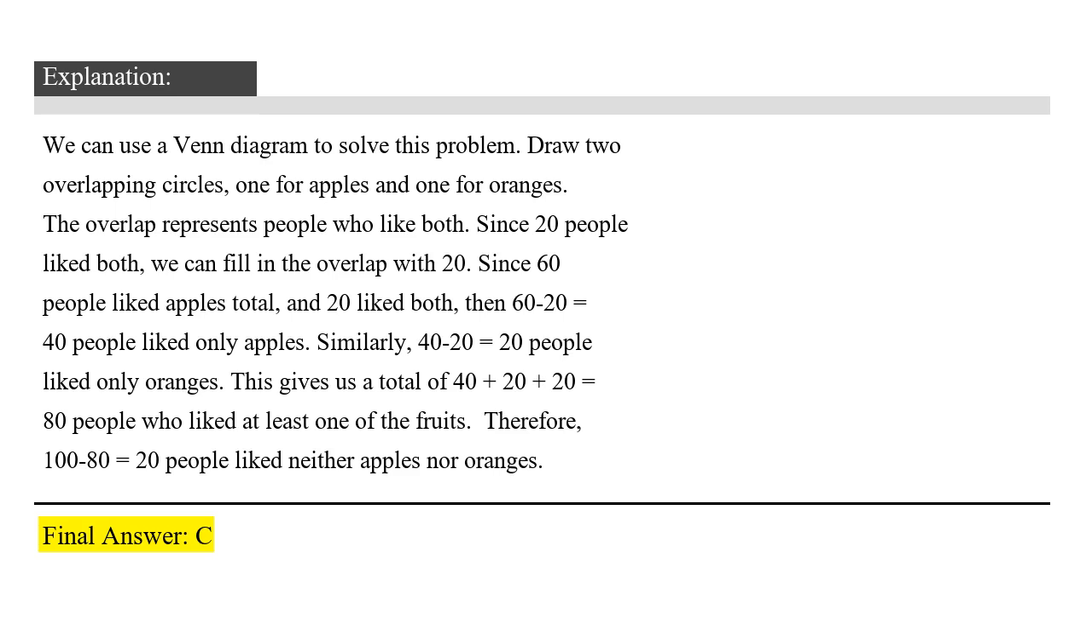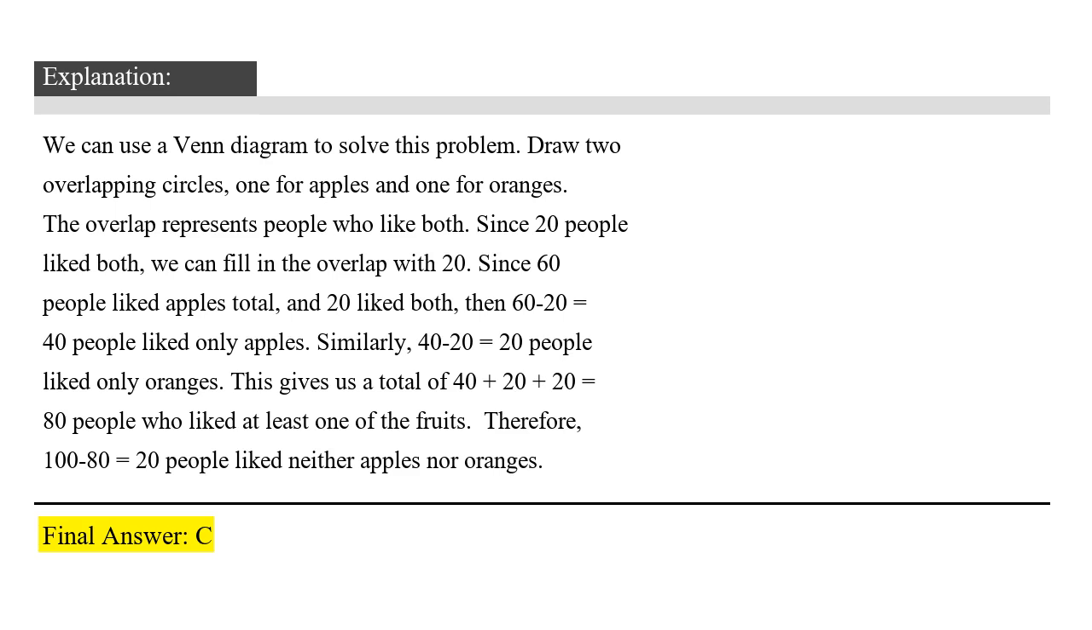We can use a Venn diagram to solve this problem. Draw two overlapping circles, one for apples and one for oranges. The overlap represents people who like both. Since 20 people liked both, we can fill in the overlap with 20. Since 60 people liked apples total, and 20 liked both, then 60 minus 20 is equal to 40 people liked only apples. Similarly, 40 minus 20 is equal to 20 people liked only oranges.